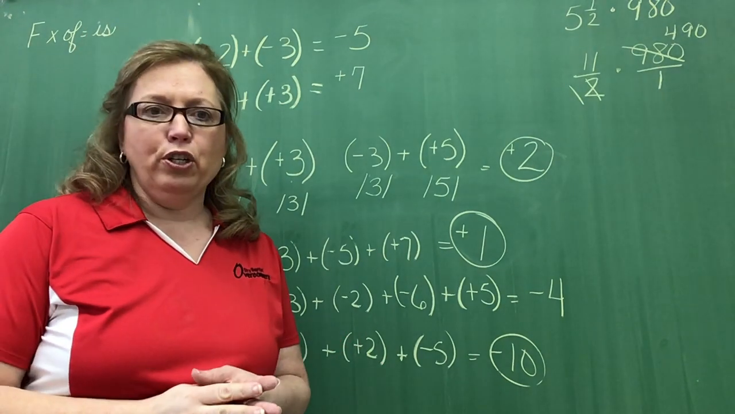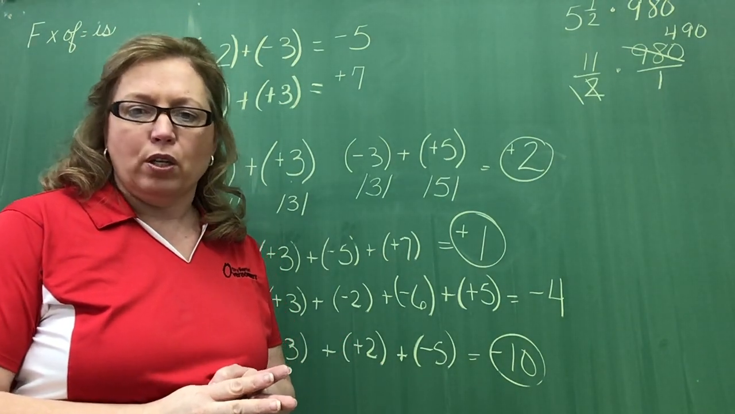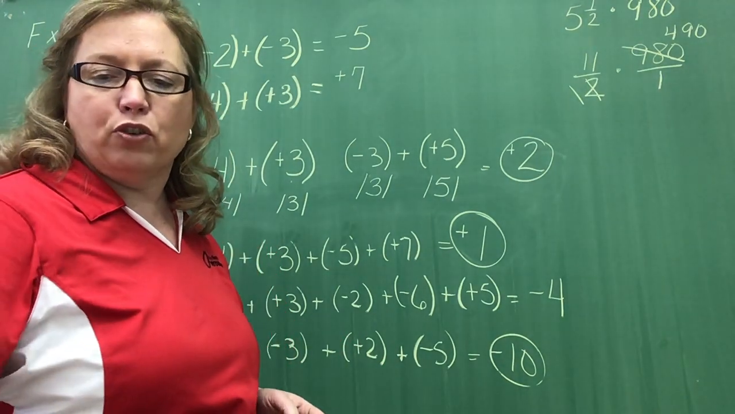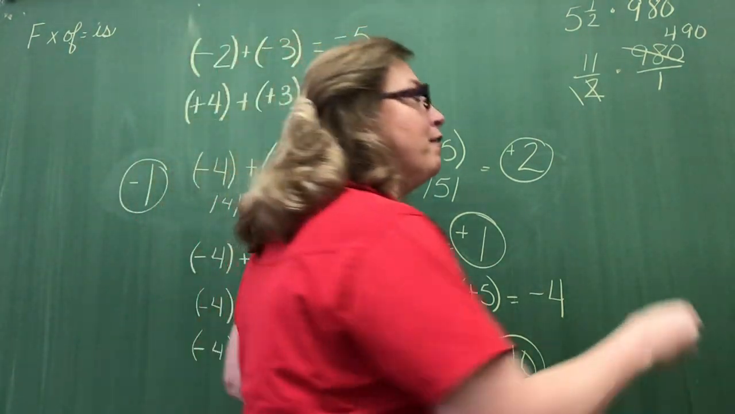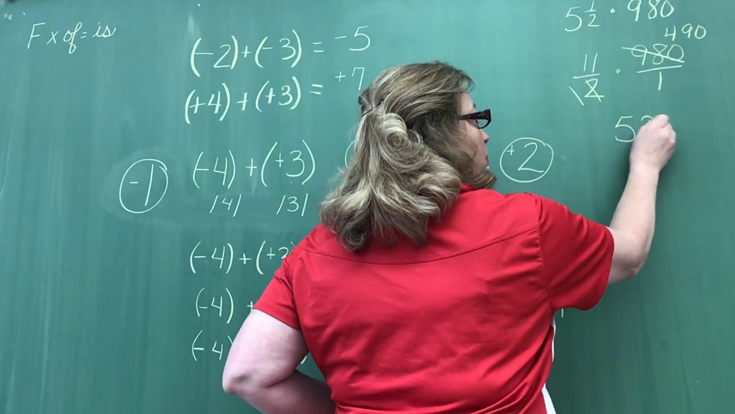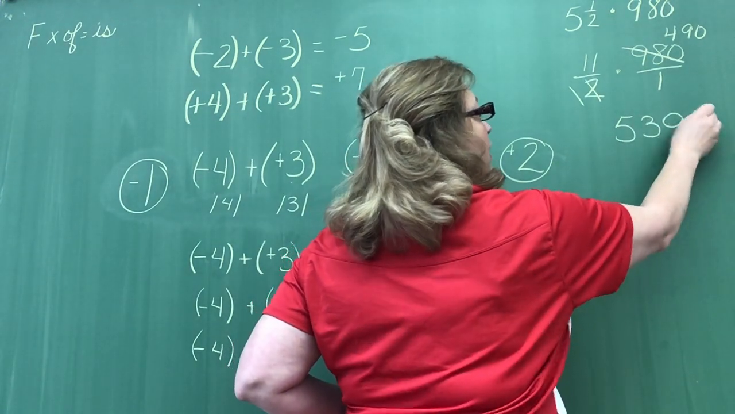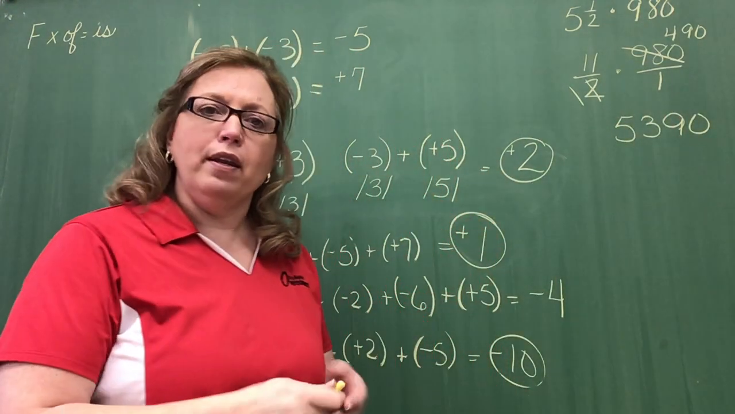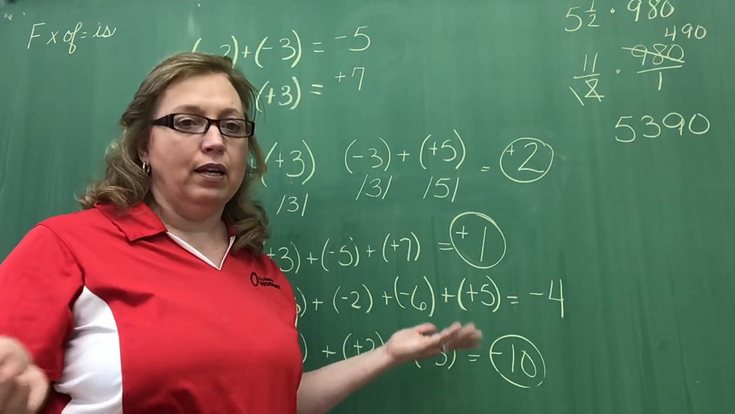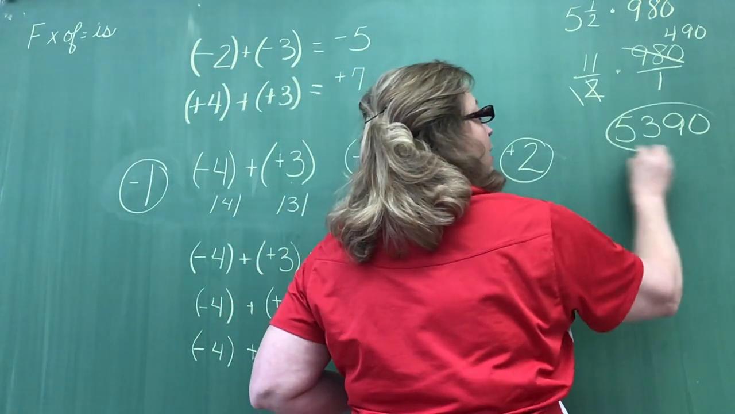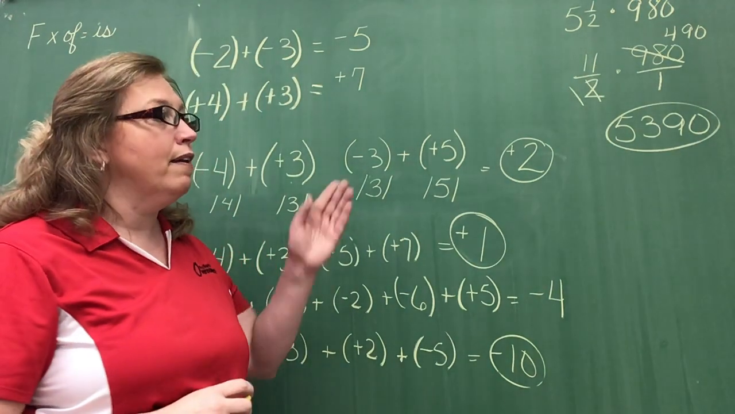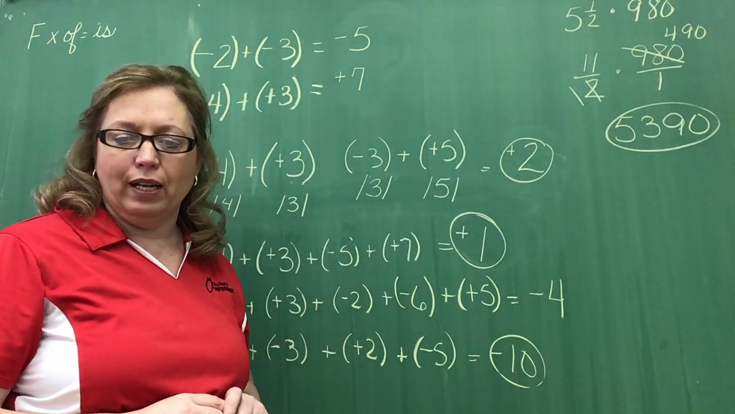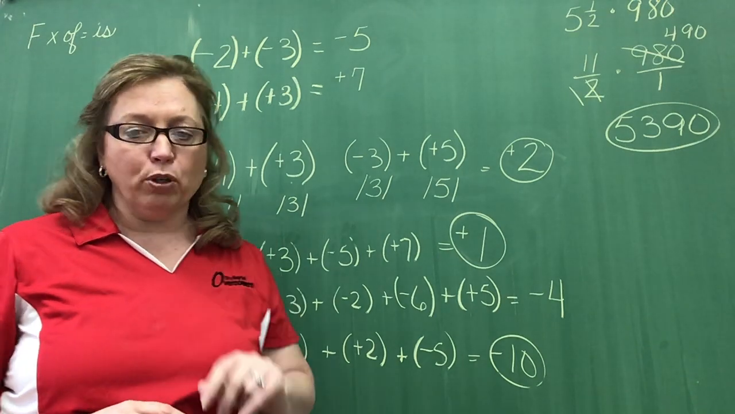Now, all we need to do is multiply our fractions. And we're going to say 490 times 11 is going to be 5,390. And 1 times 1 is 1. And since our number would be over 1, it's a whole number. So our answer to what should the white blood cell count have been? 5,390. Look at number 2.